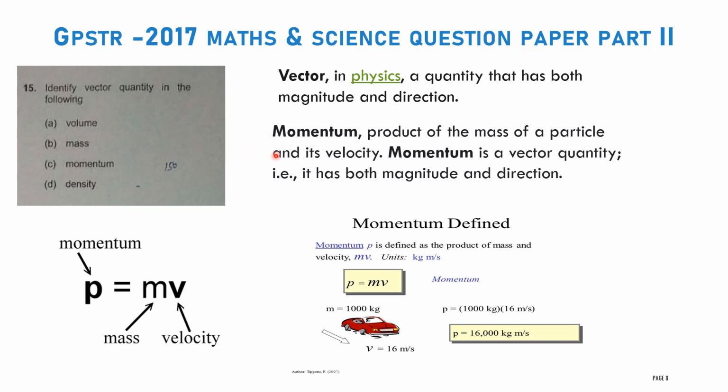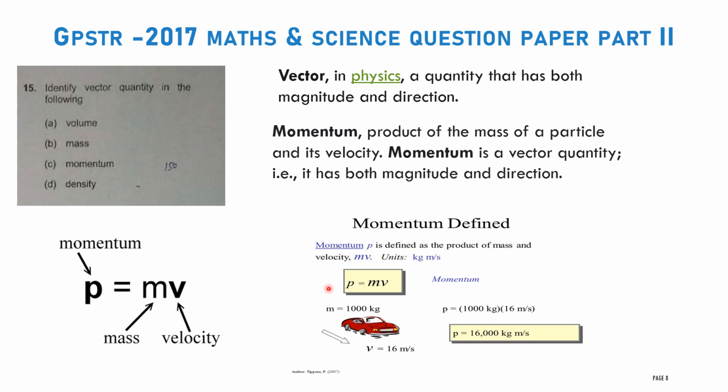Here we will consider momentum as a vector quantity. In detail, we will study why we consider momentum a vector. Momentum is the product of the mass of a particle and its velocity. It is a vector quantity. It has both magnitude and direction.